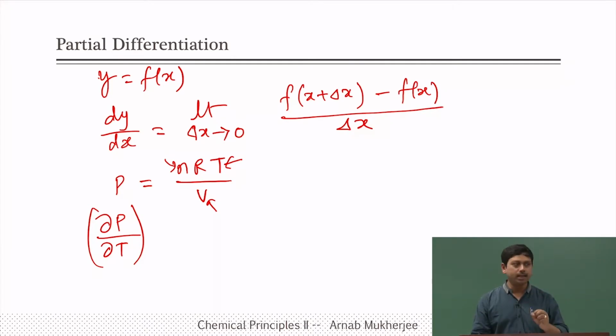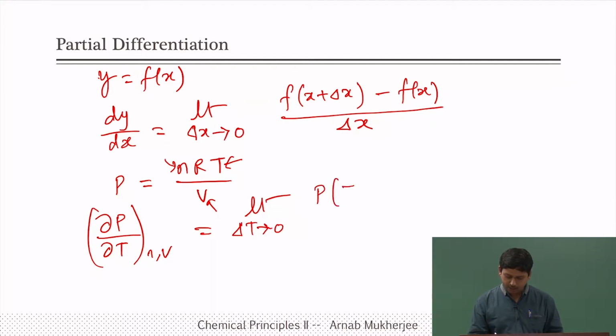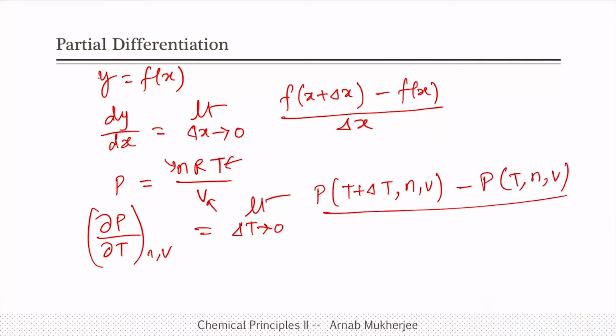If we do that, then we call that partial differentiation, and you see the notation is del instead of d. So when you write del P by del T, we are saying how P changes with respect to T alone, keeping n and V constant. From first principle, again you can write: limit delta T tends to 0 of P(T plus delta T, n, V) minus P(T, n, V) by delta T. So this is the definition of partial differentiation, right.